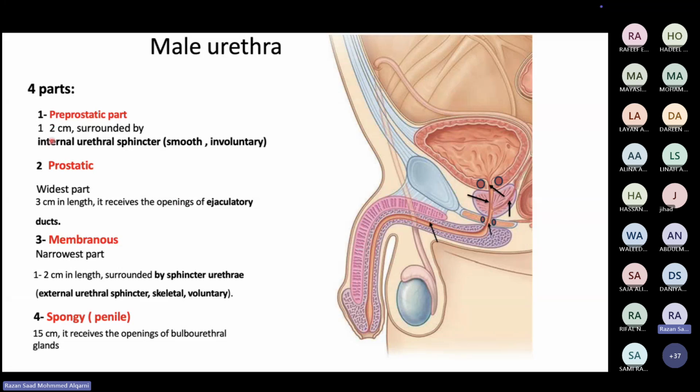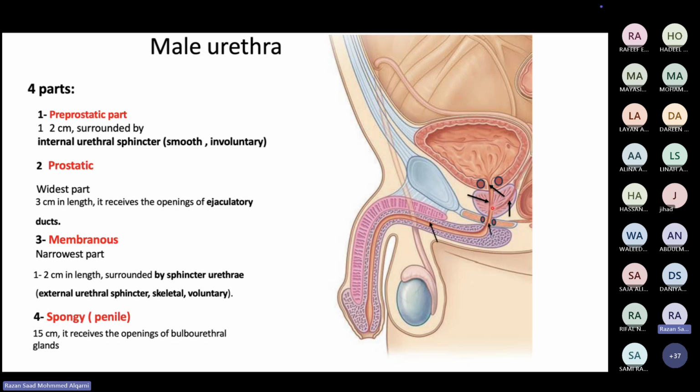This is 2 centimeters, surrounded by the internal urethral sphincter. It's at the beginning of the urethra, 2 centimeters, and it has smooth involuntary movement, as we described before, controlled by the parasympathetic nerve supply.